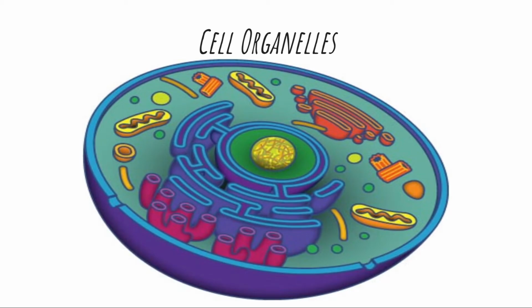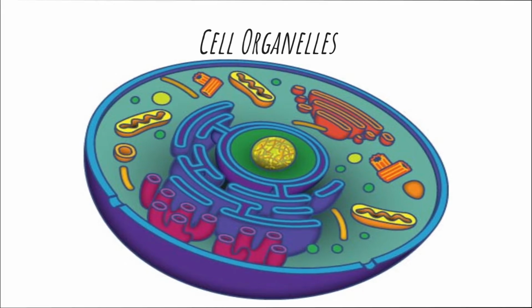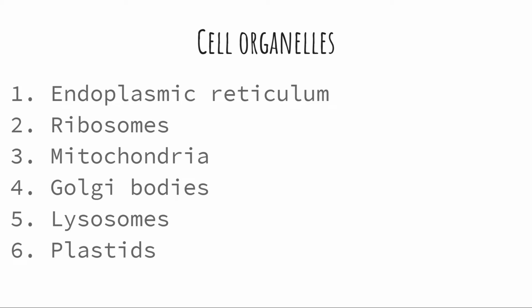There are many organs in our body, right? Similarly, if we take the cell as a body, there should be organs inside them too. And there are. They are called organelles. There are many organs which we have named. The simple organelles are the endoplasmic reticulum, the ribosomes, the mitochondria, the Golgi bodies, the lysosomes, and the plastids.